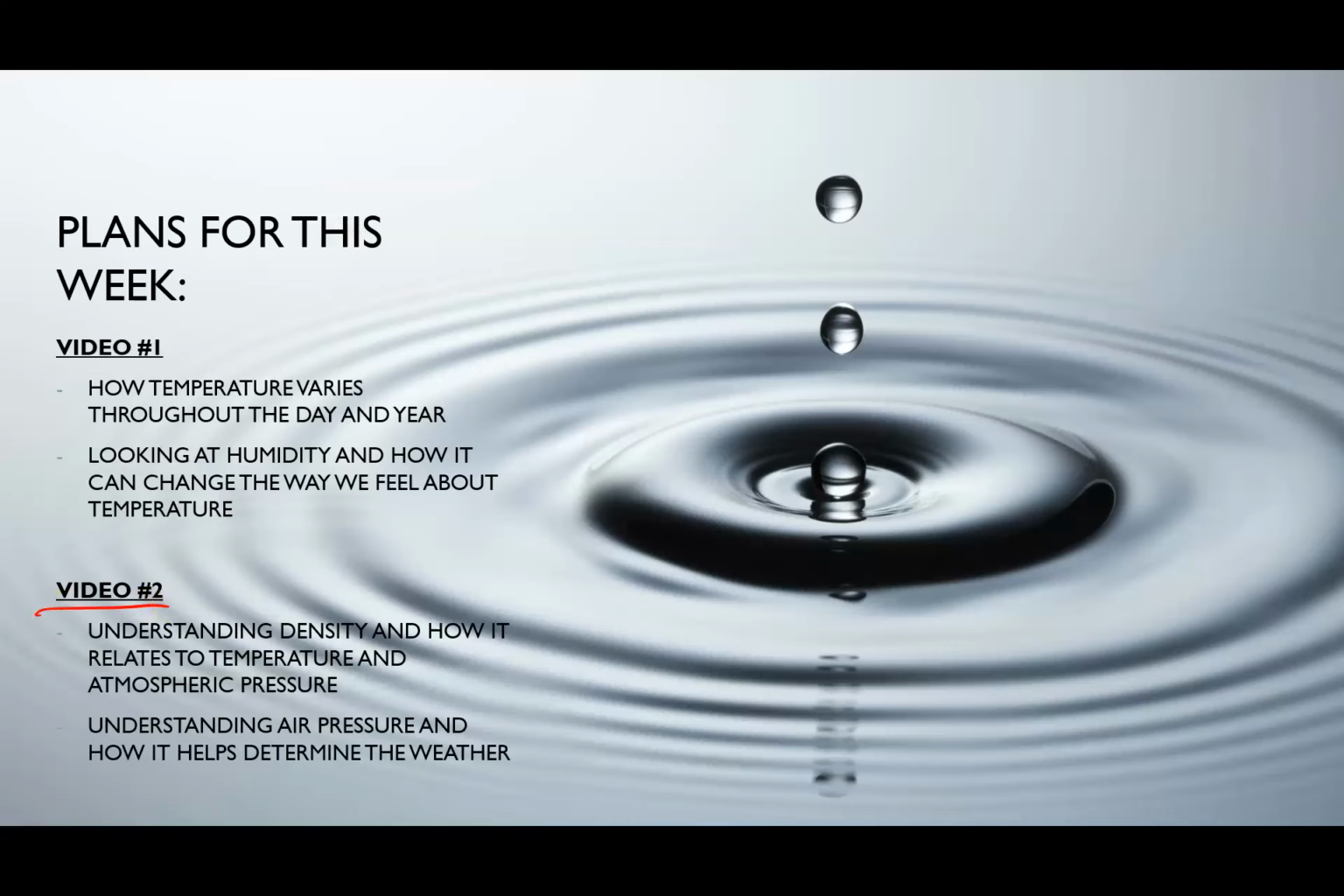And today, for this video, we're looking at understanding density and how it relates to temperature and atmospheric pressure. We're also going to understand air pressure and how it helps determine the weather. Hopefully you've already seen video number 1 and answered the questions on your sheet from sections A and B. This video will help answer the questions for C and D. And once you're done both of these, then you can answer the summary page. That's page 3 of the document, just 4 quick examples of how one variable in the weather changes another.